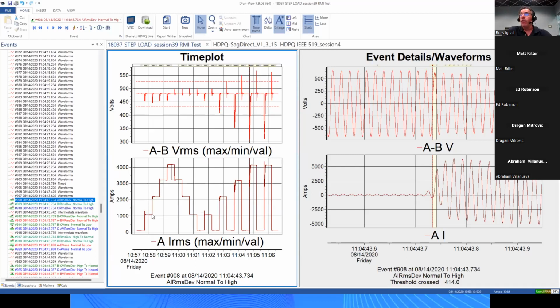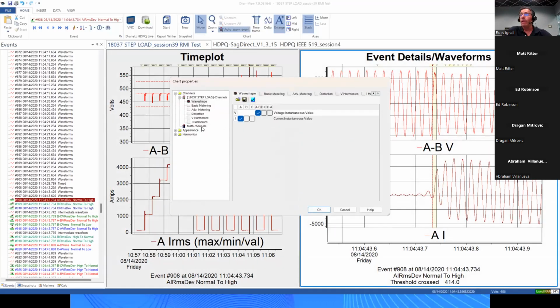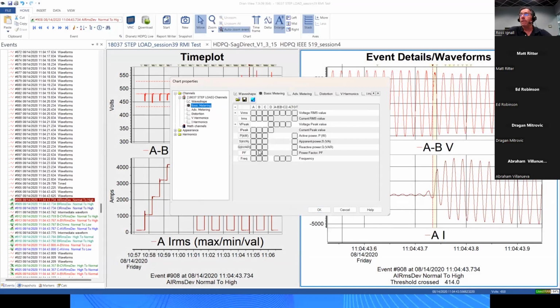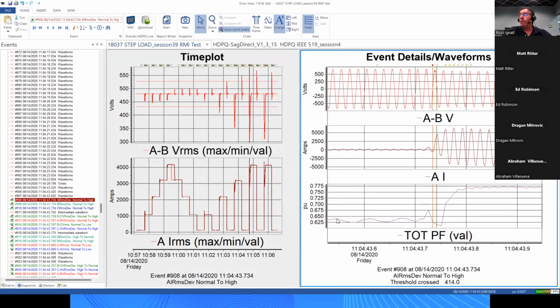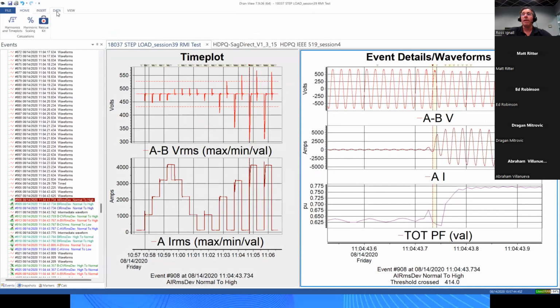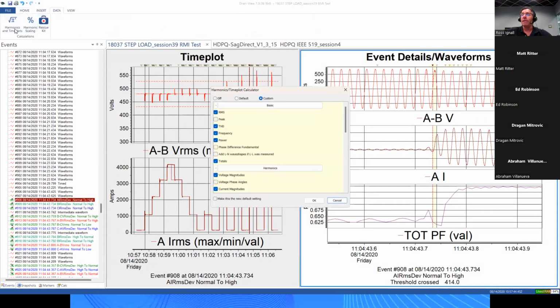All right. Another important thing is looking at the frequency. So if I change my plot over here and go look at the frequency, what's the frequency of that impulse? This is that cycle by cycle frequency that I was talking about, and we use the harmonic and time plot calculator. I'm not going to run it here, but I'm going to go to the data and then the harmonic and time plot tab. And you can see frequency over here.